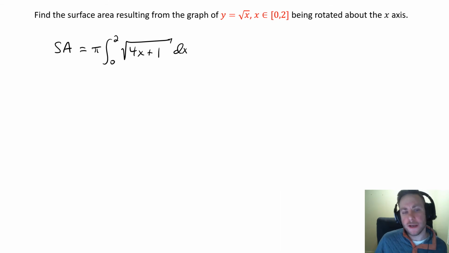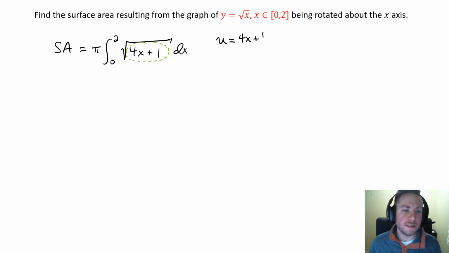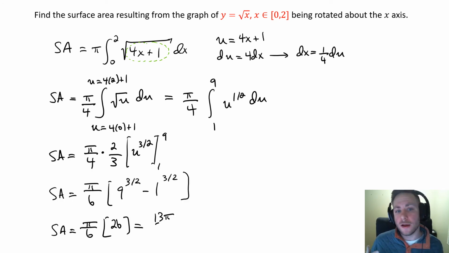So what should we do next? Well, observe that the square root contains an expression whose derivative is just a constant. So that would make for a pretty easy u substitution, since the calculation of du wouldn't cause any complications for us. So the rest is pretty straightforward. So pause here and check that all these remaining details provide us with a final answer of 13 pi over 3 square units of surface area.